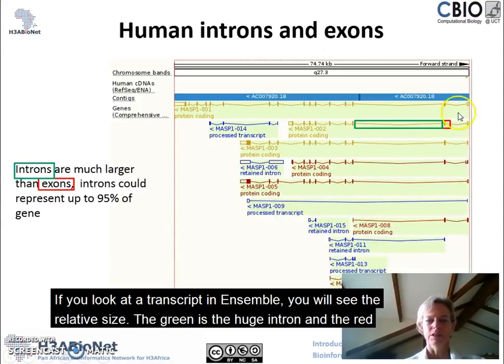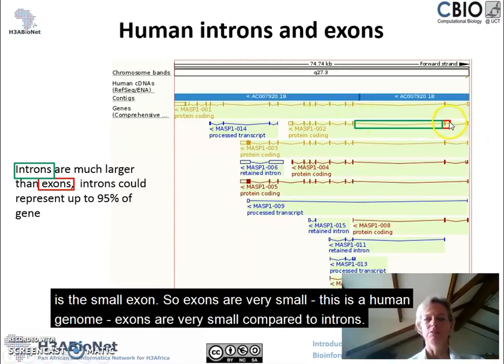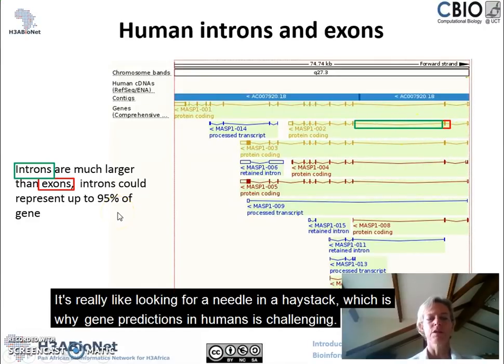If you look at a transcript in Ensembl, you'll see the relative size. So the green is the huge intron and the red is the small exon. So exons are very small. This is in a human genome. Exons are very small compared to introns. So it's really like looking for a needle in a haystack, which is why gene prediction in humans is challenging.